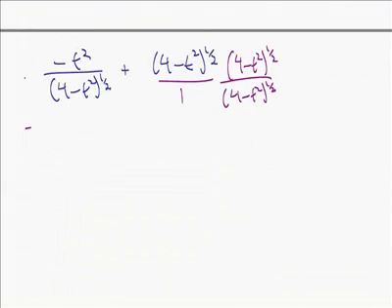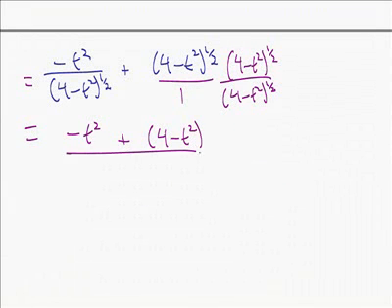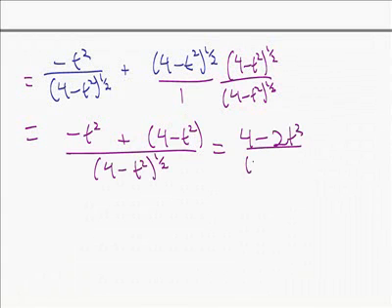So that's equal to negative t squared plus, well, I take this quantity to the 1/2 times this quantity to the 1/2, and I just get that quantity. So I get 4 minus t squared, all divided by that common denominator, 4 minus t squared to the 1/2. This is a better way to look at our derivative. So actually we have a 4 and 2 negative t squareds there, so 4 minus 2t squared over the quantity 4 minus t squared to the 1/2.